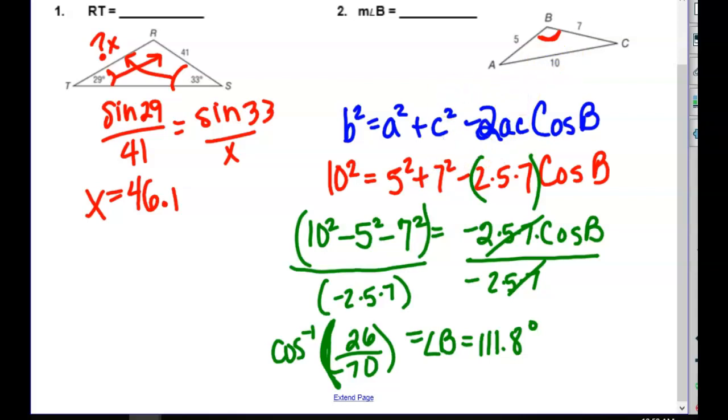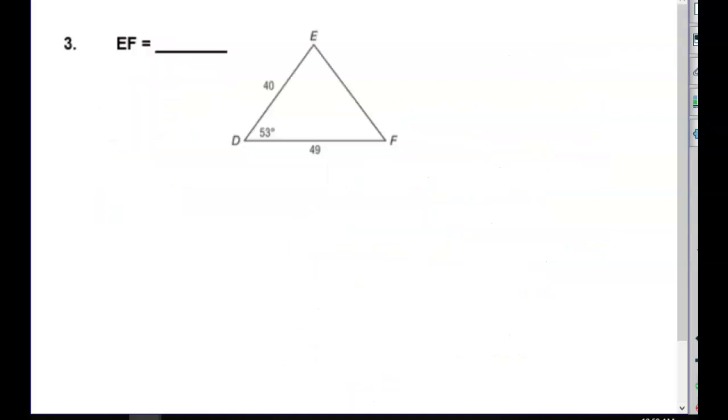So, all right. I'm on to number 3. We want side EF or D. How are we going to find that? Law of sines? Well, how can we set that up? I don't think law of sines is going to work, right? Because we don't know anything across from anything. Yes. This is a side angle side situation.